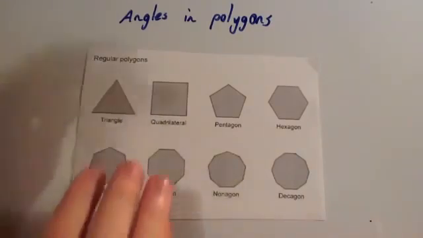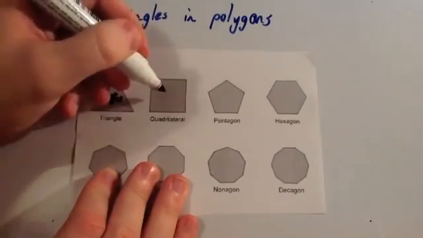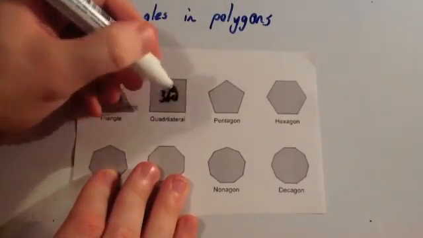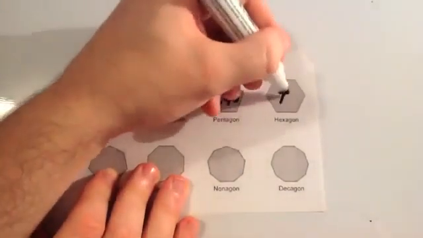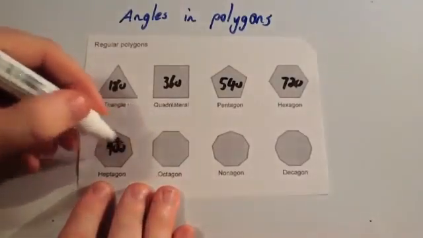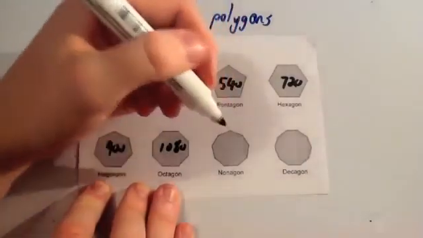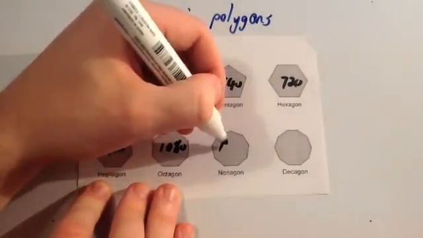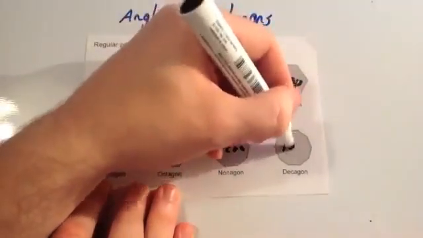The angles in each of these shapes add up to: in a triangle, 180 degrees. Quadrilateral, 360. Pentagon, 540. Hexagon, 720. Heptagon, 900. An octagon, 1080. Nonagon, 1260, and a decagon, 1440.